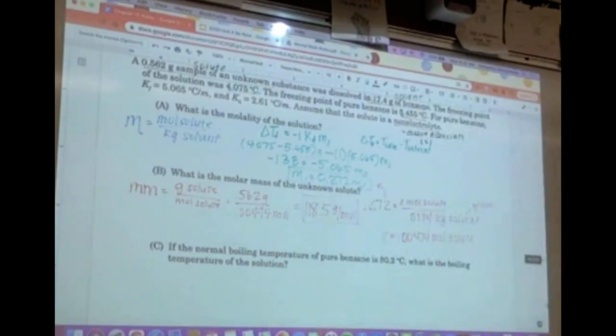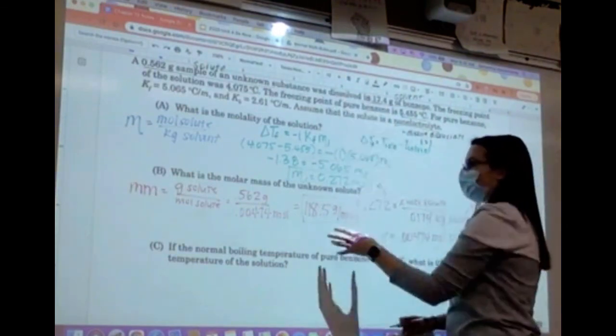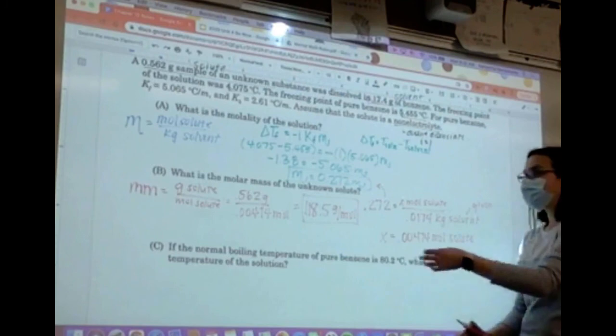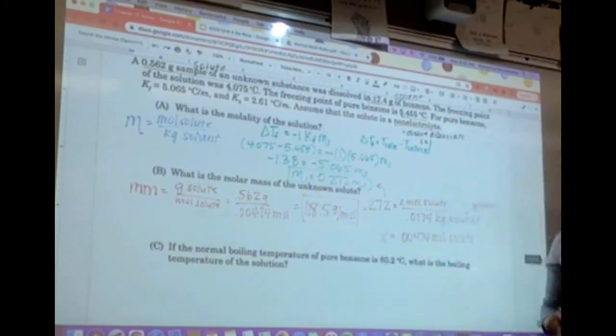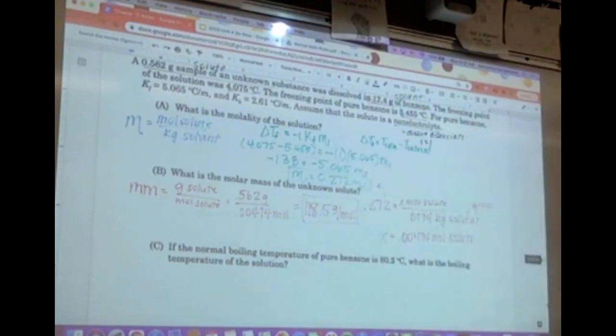A lot of times, if a chemist is in a lab, they can do these freezing point depression experiments. And if they've narrowed an unknown down to 3 substances, they could match the molar mass up to those 3 substances and see whichever one is closest. So from freezing point data, we can find the molality, and from molality, we can find molar mass. Questions on A or B before we look at part C?